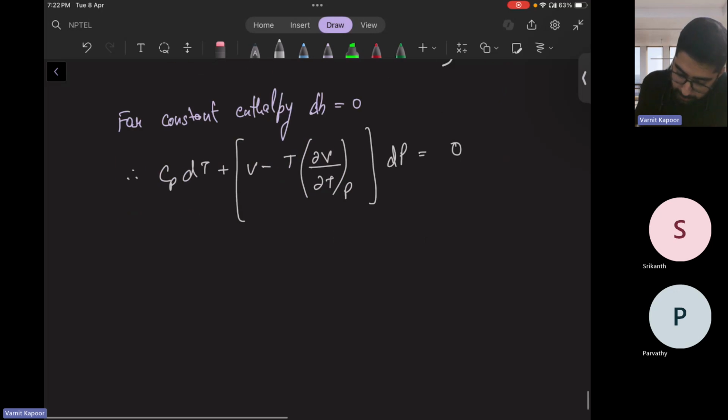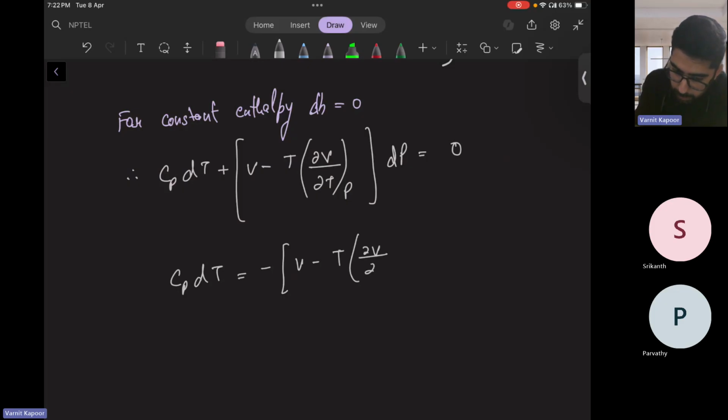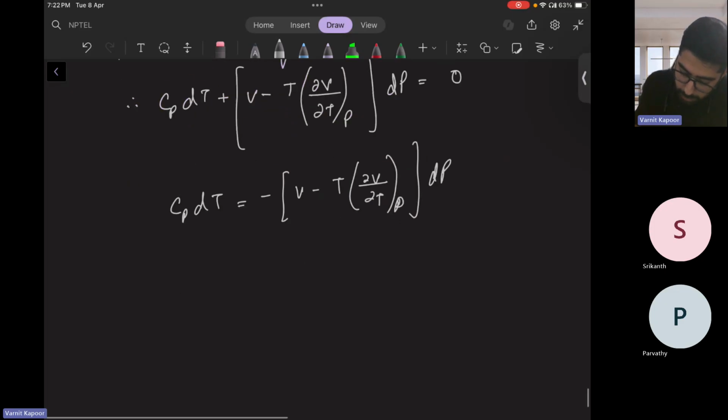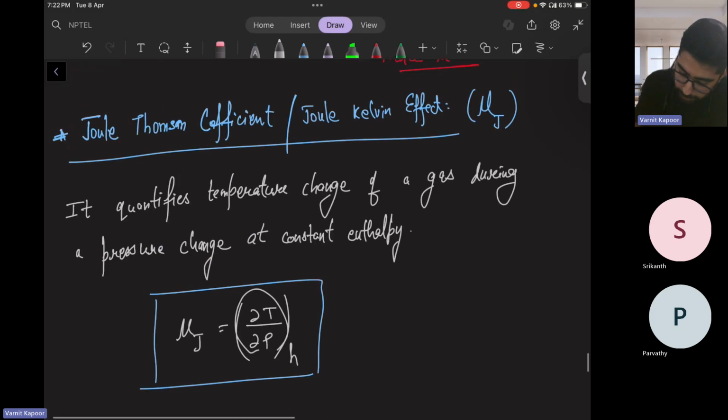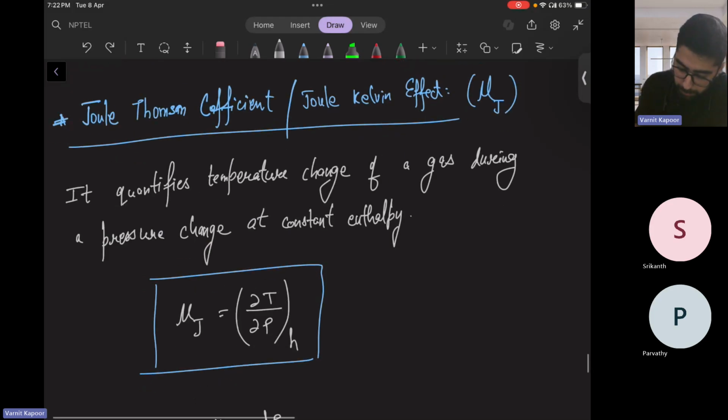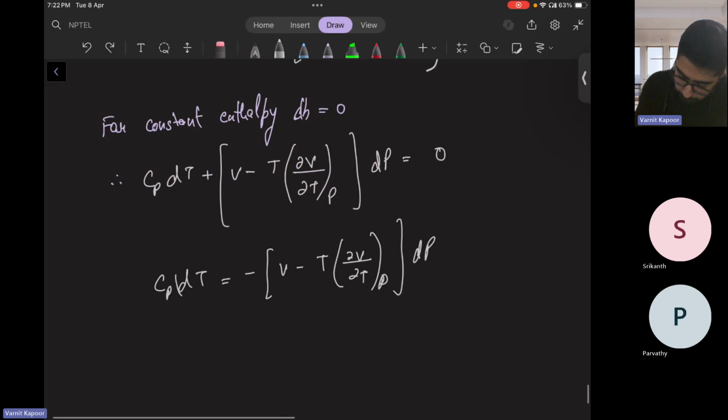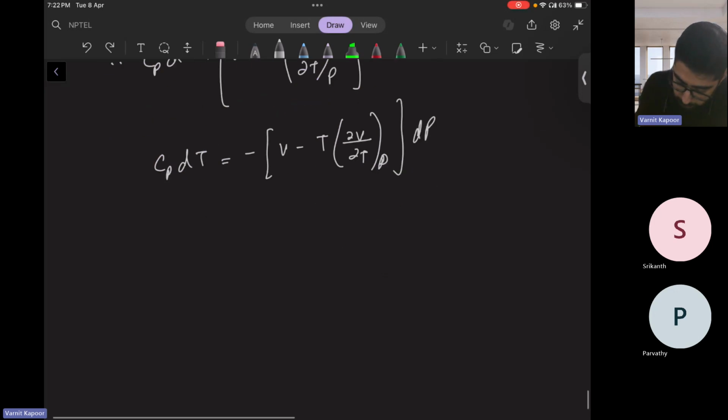Take this term on the right hand side. So Cp dt is nothing but negative of (V minus T dou V by dou T at constant pressure) dP. Okay. What was required? The ratio of dou T by dou P. We have this and this. Your final equation at constant enthalpy comes out to be.